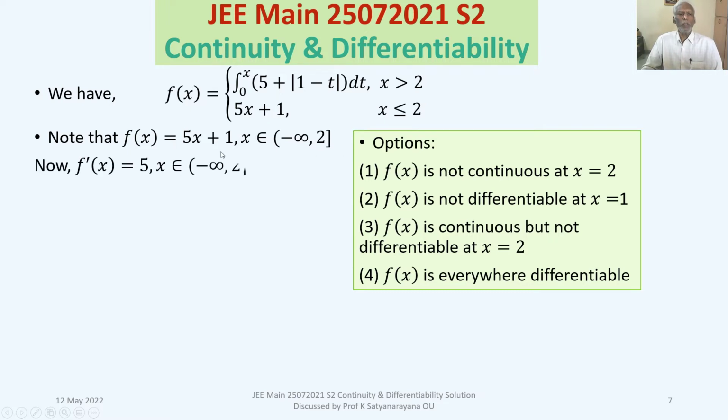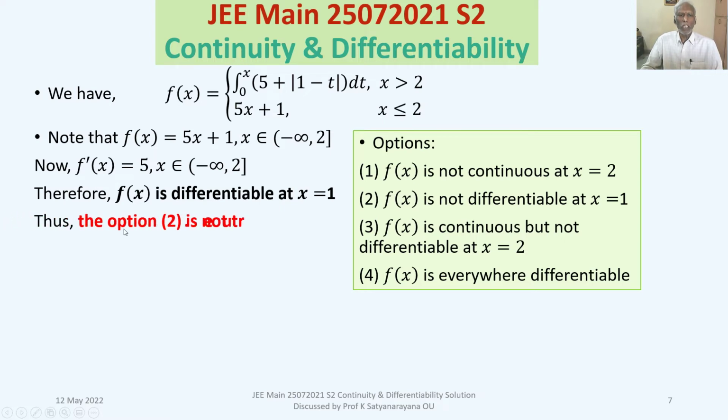Now, it is a polynomial and it is differentiable everywhere in this interval. So, f prime x is equal to 5 for all x belonging to the interval minus infinity to 2, where 2 is closed. So, this says at x equal to 1, f prime x exists. That is, it is differentiable at x equal to 1. So, f of x is differentiable at x equal to 1, whereas option 2 says it is not differentiable, therefore option 2 is not true.